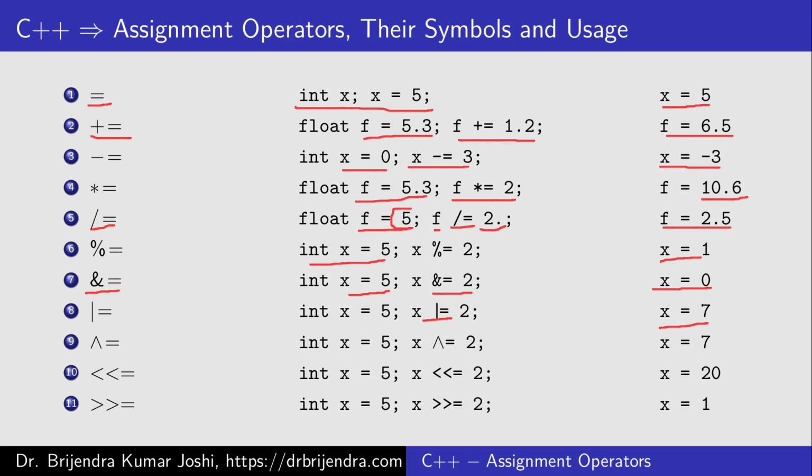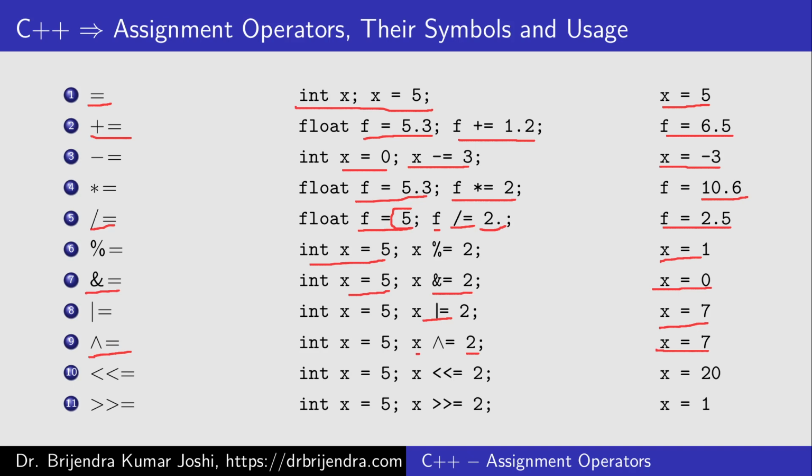This is bitwise exclusive OR assign. So what does it do? It takes the bitwise exclusive OR of x, the current value of x, and 2. Here again, by coincidence, the value comes out to be 7.